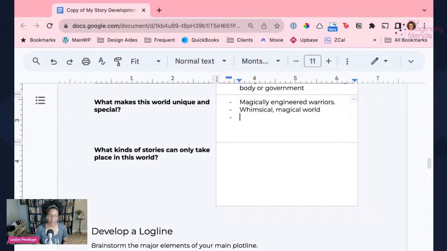And I'd have to probably think more about what that means. But for me right now, the other thing I'm trying to make unique and special is the time period and the aesthetic. So this mid-century fantasy time period. Mid 20th century, I guess I should say 1950s. Any century, ish. And then what kind of stories can only take place in this world?